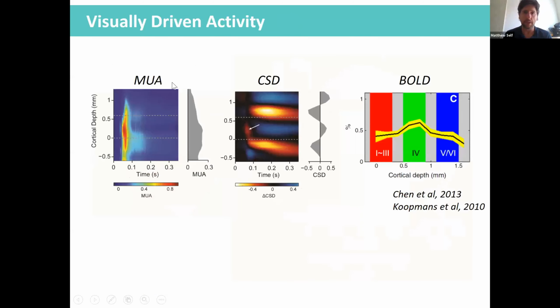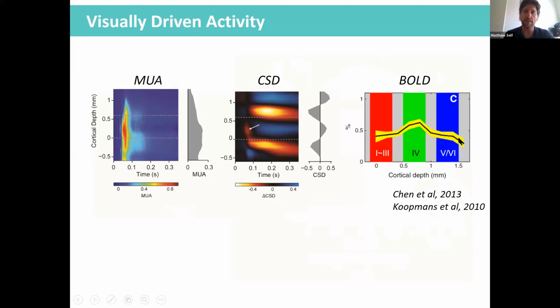If we put those two next to each other, here's the multi-unit activity, here's the current source density. We get quite a different view of the laminar profile. So how does that compare to the profiles that we see with laminar bold signals? So there are two studies. This figure actually comes from the Chen et al. study, but there was a very similar profile published earlier in Koopmans et al. And in both of these studies, they looked at the responses to flickering checkerboards.